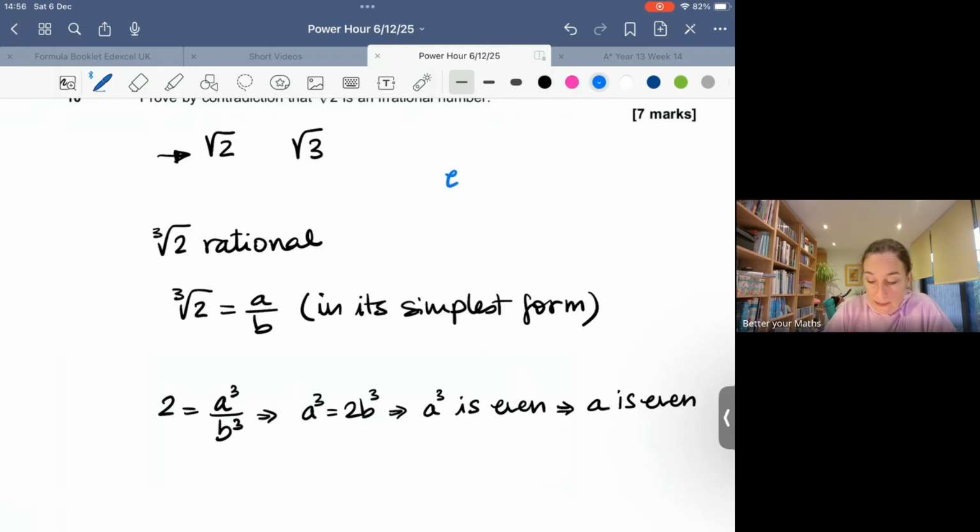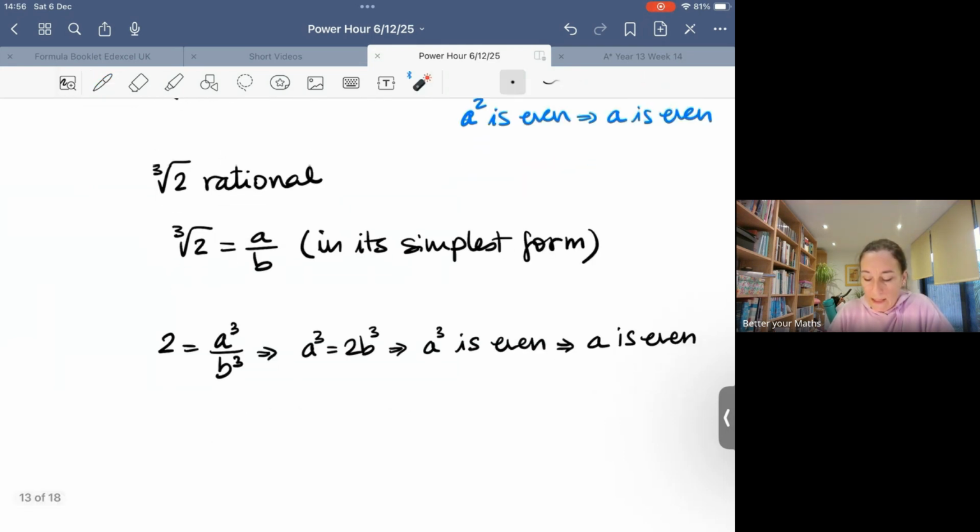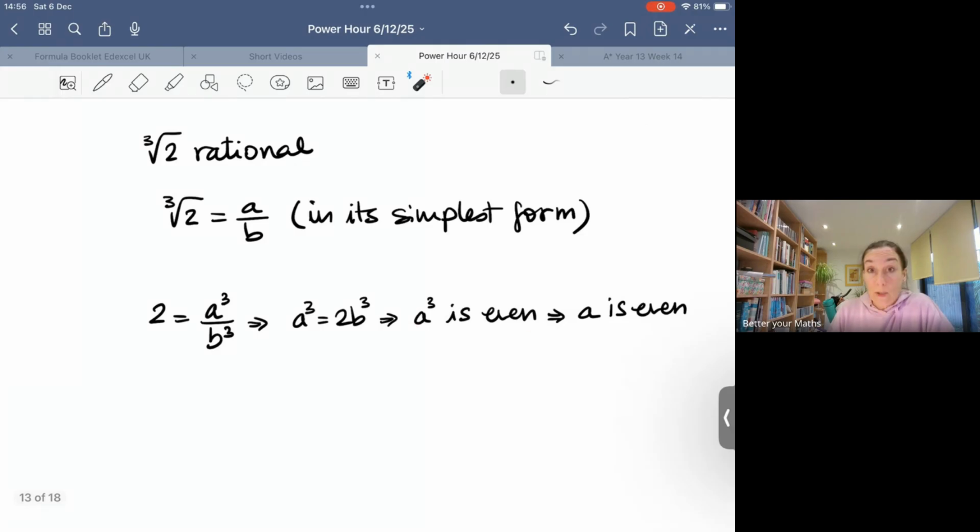The same as when it's squared. So if a number squared is even, that means that the number is even. You can remember that, and you don't have to prove it. It's very easy to prove. If we can, one day, in a lesson, we can do it. Yeah, we can prove it by contradiction very easily. A cubed is even. That means that a is even.